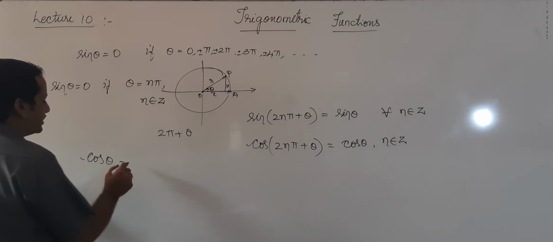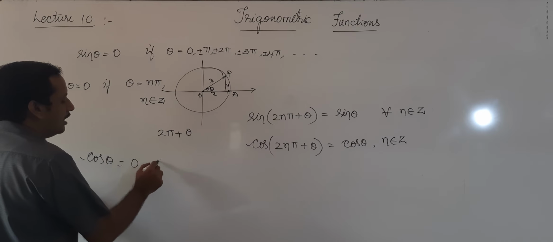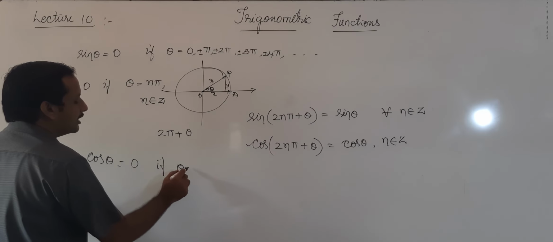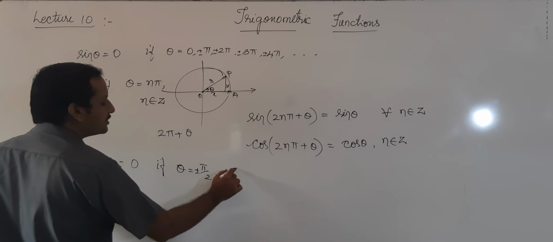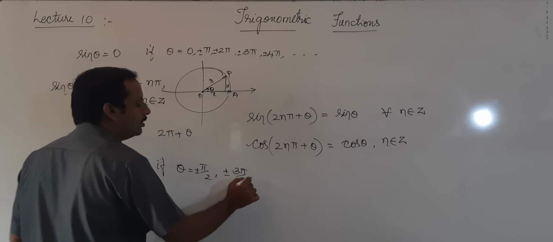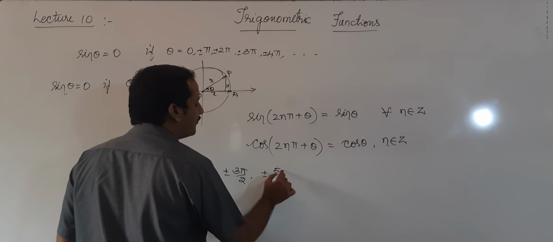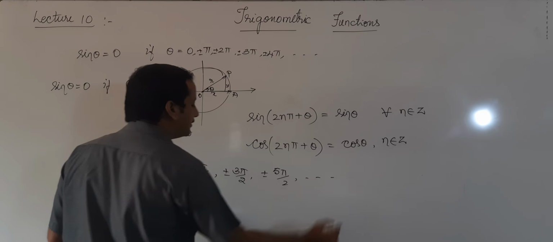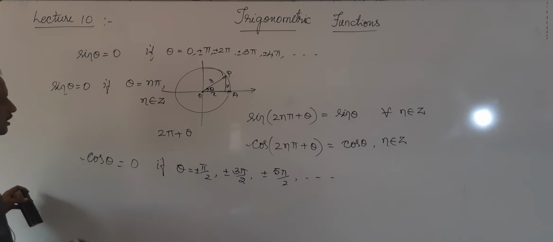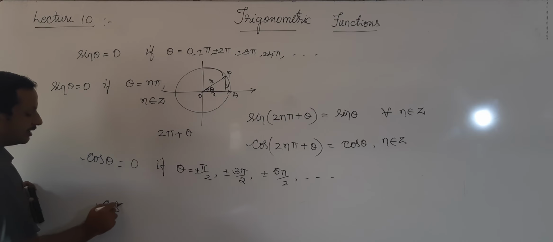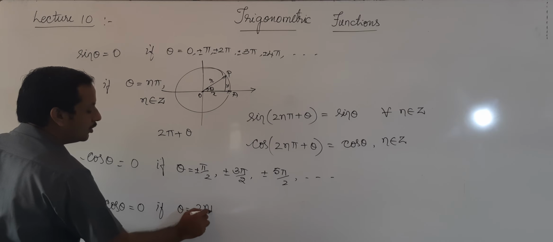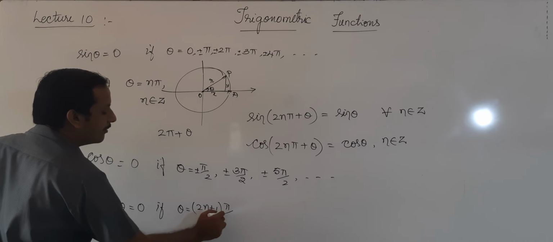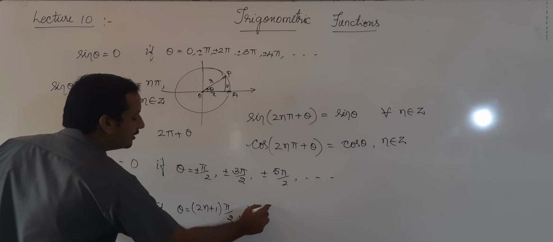So, I will write like this. Cos theta is equal to 0 if theta is equal to plus or minus pi by 2, plus or minus 3 pi by 2, plus or minus 5 pi by 2, etc. So, we can rewrite it in this way: cos theta is 0 if theta is equal to 2n plus 1 into pi by 2, n belongs to Z.